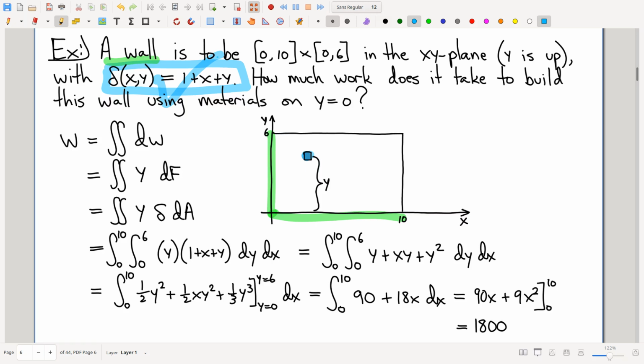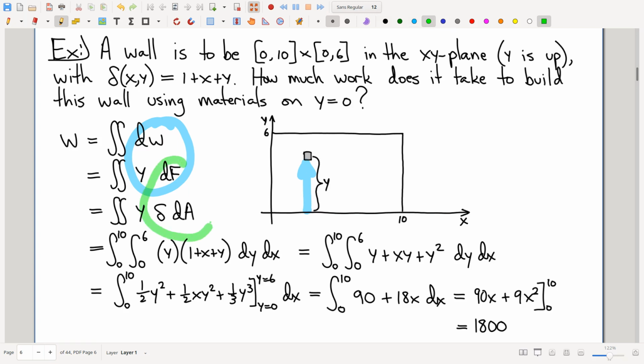And notice how convenient the shorthand notation is here. For each little brick or stone or whatever, work is force times distance. It's sitting here on the ground. I have to pick it up to that altitude. The amount of altitude raised is y. There's some differential amount of weight in that stone. Weight, of course, is a force. So this just says work is equal to force times distance. And let's see here. Weight is weight per unit area times area.